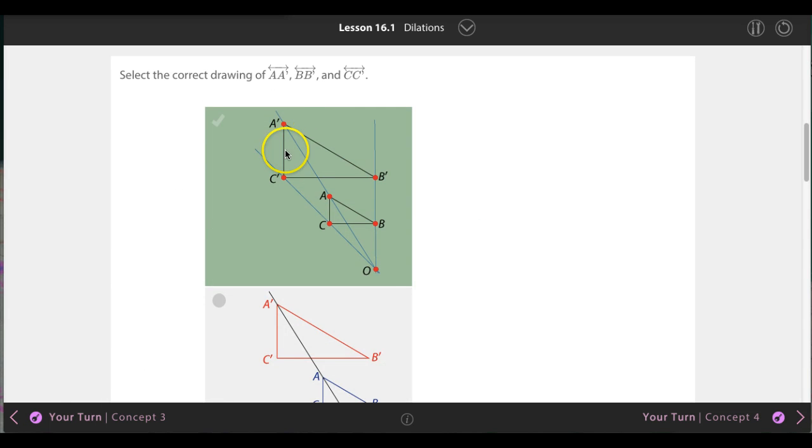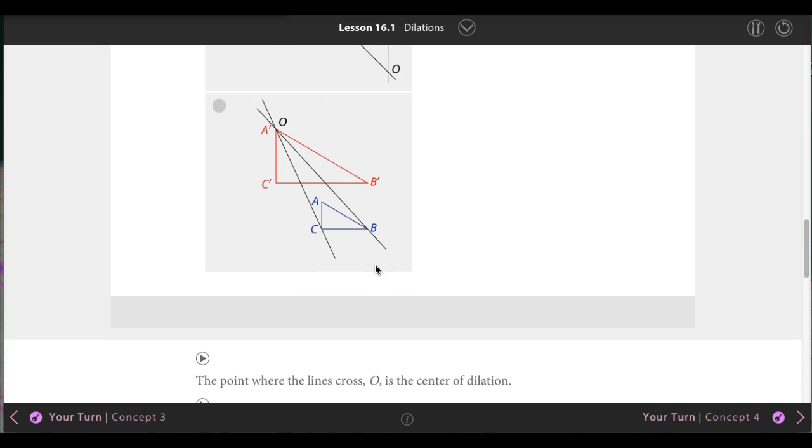Well, all you gotta do is connect the A prime with the A and then you just continue drawing the line straight. Same thing, connect the B prime with the B and continue drawing the line. Connect the C prime with the C, continue drawing the line, and at some point they're all going to meet at point O, and that would be your center of dilation. Okay?